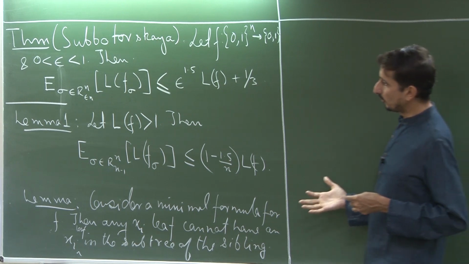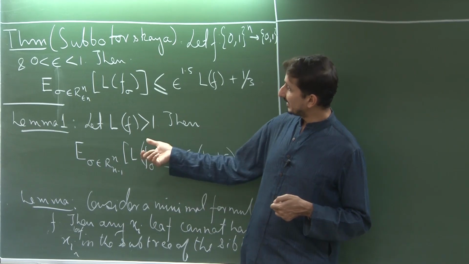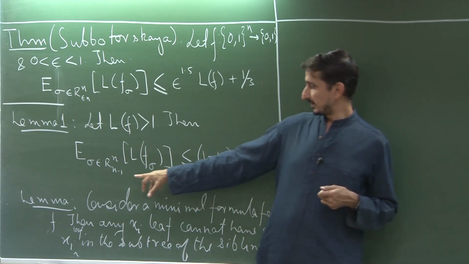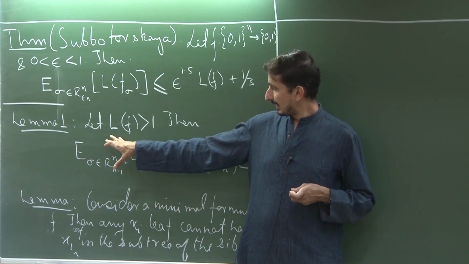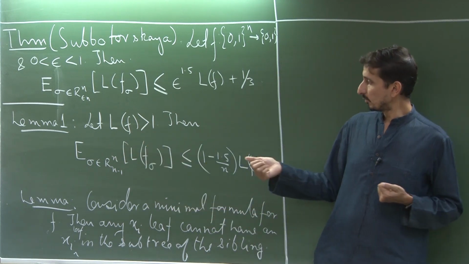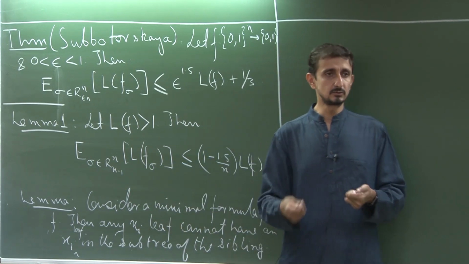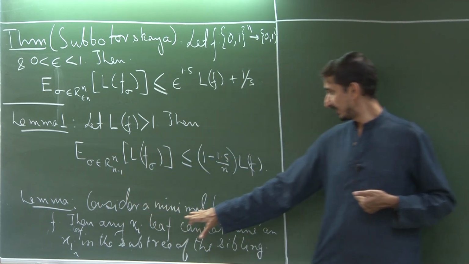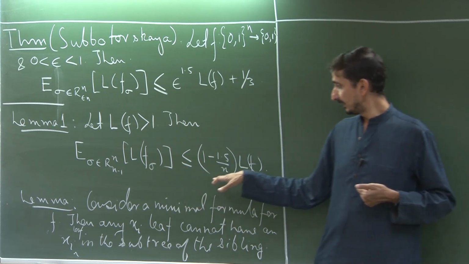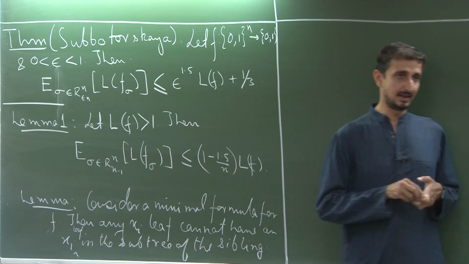Now, using this lemma, we want to give a restricted version of Subbotovskaya's theorem. So look at this lemma that we stated last time. Suppose I have a function with formula complexity greater than 1, and I restrict just one variable to some value, with the remaining n minus 1 variables free. Then the expected formula complexity is at most 1 minus 1.5 by n times L of f.